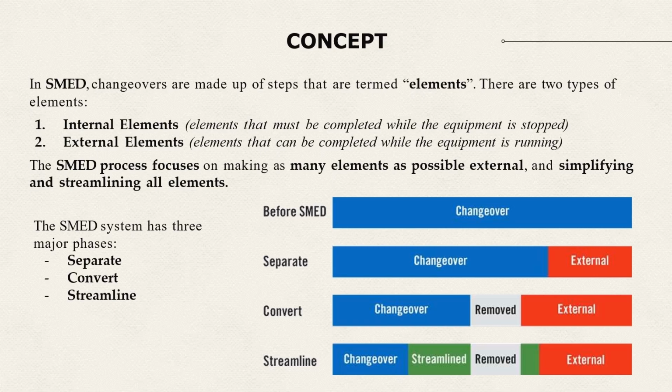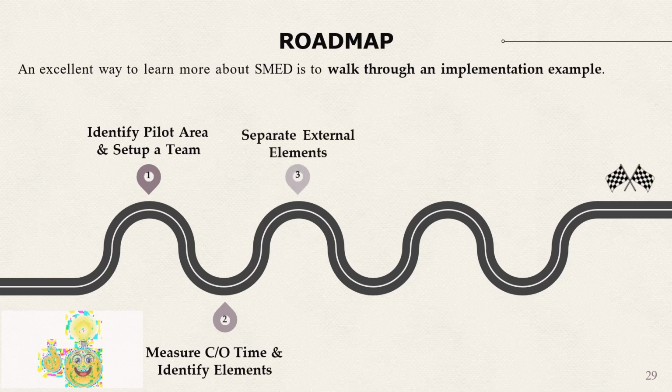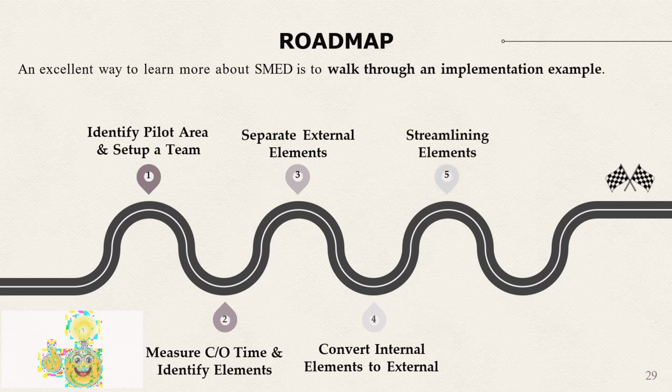Now let's understand with a step-by-step roadmap for a simple and practical SMED implementation. In SMED, the first step is to identify a pilot area and set up a team. The second step is to measure changeover time and identify elements. The third step is to separate external elements. The fourth step is to convert internal elements to external. The fifth step is streamlining elements. And the sixth and final step is to accelerate progress and standardize. Now let's understand them one by one.